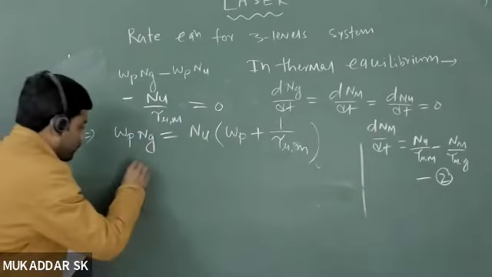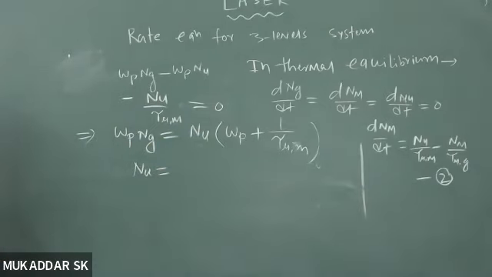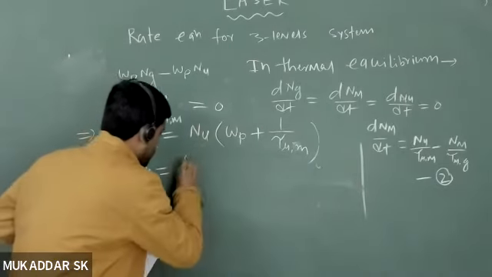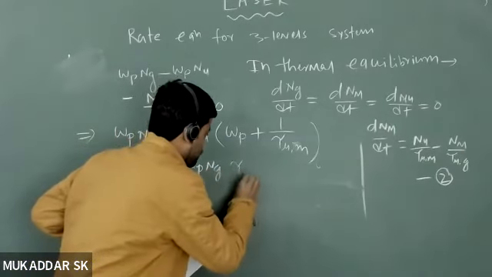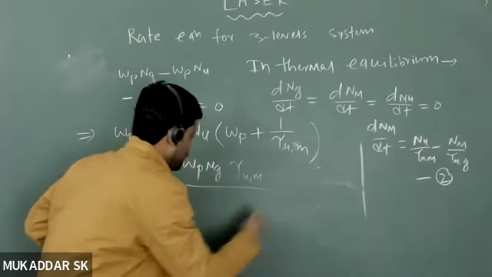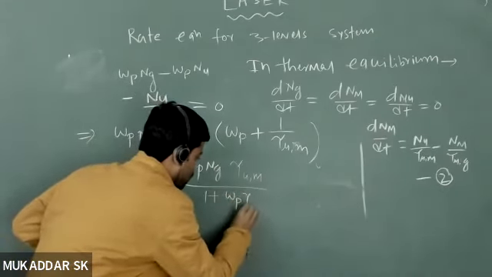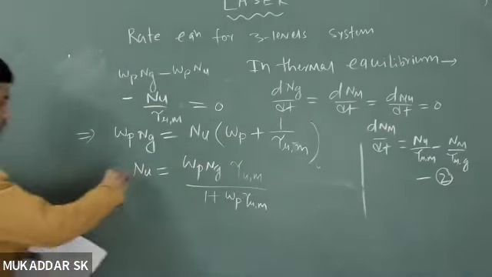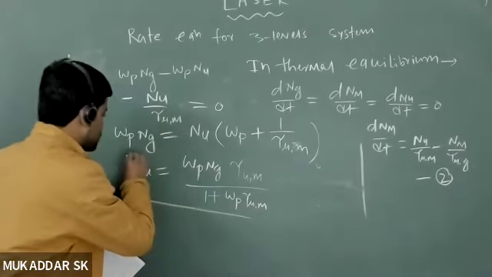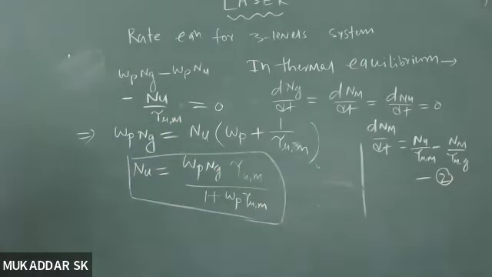So from here I'll get the population of level U, the population of the upper level. It will be W_P N_G tau of UM divided by 1 plus W_P tau of UM. So this is the population of the upper level at thermal equilibrium.